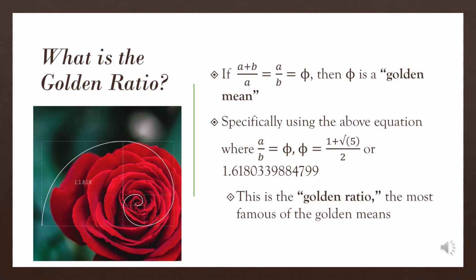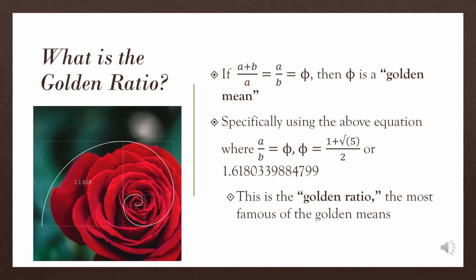So to begin, what is the golden ratio? The golden ratio actually begins with something known as a golden mean. If (a plus b) over a is equal to a over b is equal to phi, then phi is known as a golden mean. Golden mean is generally a number with this form, whereas the golden ratio is a specific number that takes this form.